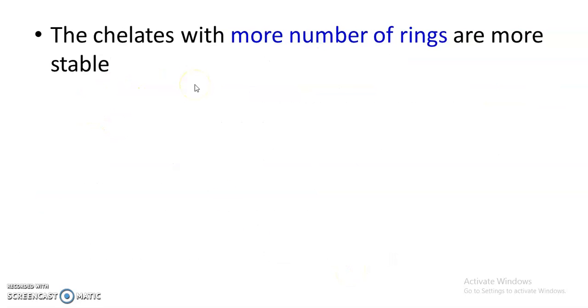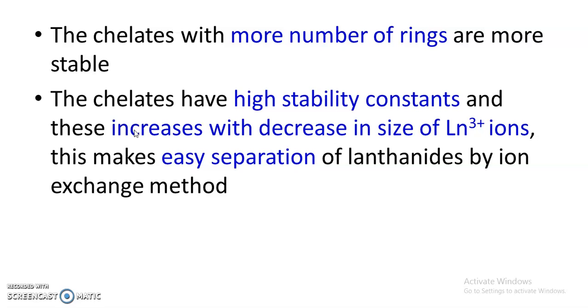The chelates with more number of rings are more stable. The chelates or chelating complexes have high stability constants, and these stability constants increase with increase in size of lanthanide ions. This makes easy separation of lanthanides by the ion exchange method. Actually, the complex formation ability of lanthanide ions with some of the chelating ligands is useful for separation of lanthanides. You know, lanthanides have almost similar chemical properties.